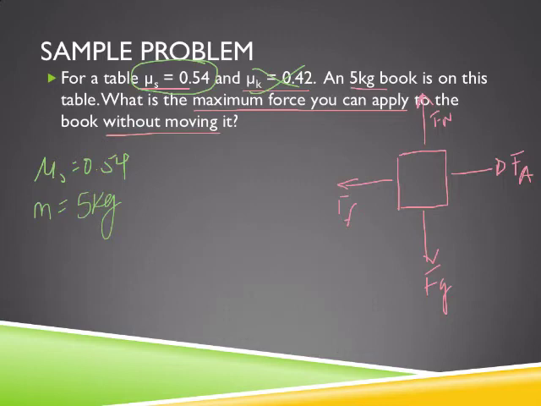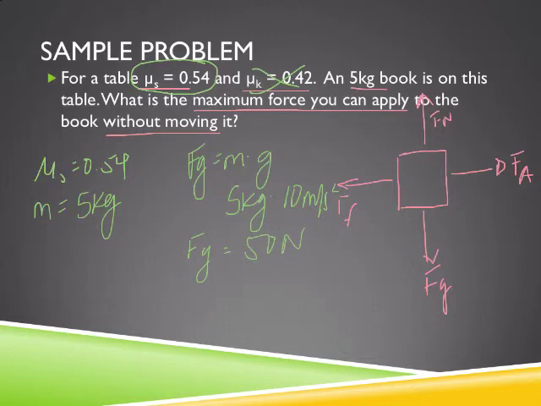Except if you're given a mass, you should automatically be thinking, oh, I can find out force of gravity. Force of gravity is equal to mass times gravity, which is going to be the 5 kg times 10 meters per second squared, which will end up being 50 newtons. So this is 50 newtons.